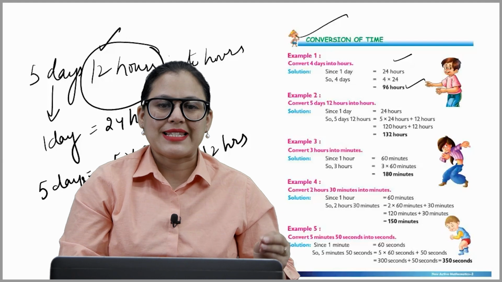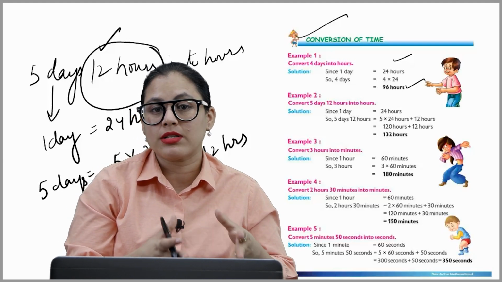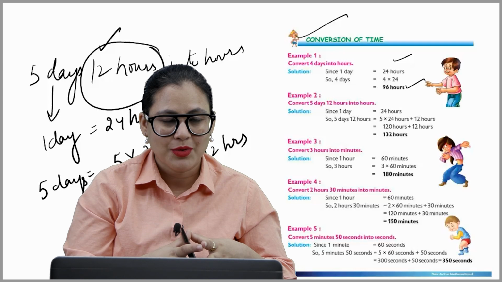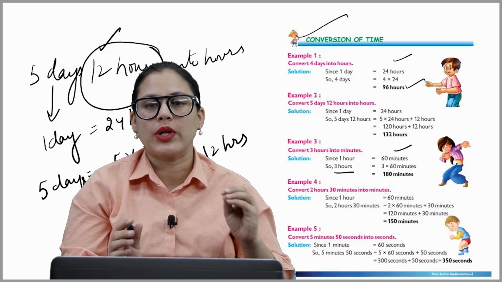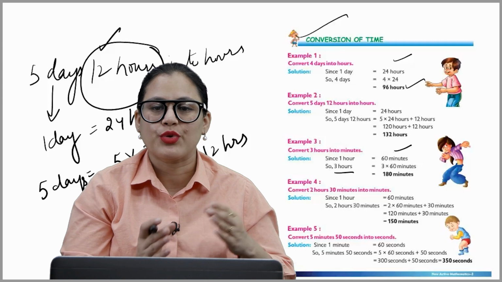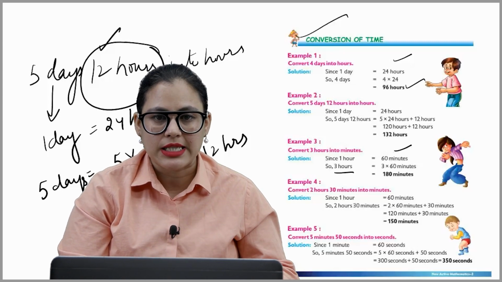Okay, next example 3, convert 3 hours into minutes. First, you should know how many minutes are there in 1 hour. You know that 1 hour is equal to 60 minutes. Then in 3 hours, there will be 180 minutes. 3 into 60. Okay. Example 4, convert 2 hours, 30 minutes into minutes.